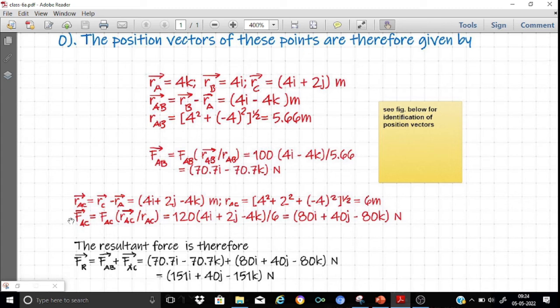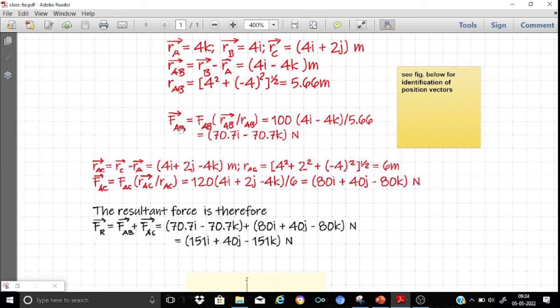So the force in the cable AC can be written in the Cartesian format as its magnitude multiplied by the unit vector in the direction AC. The unit vector in the direction AC will be vector RAC by magnitude of RAC. So the force in the cable AC is given as 120 into 4i plus 2j minus 4k divided by the magnitude of RAC, which is 6 meters. So this happens to be 80i plus 40j minus 80k Newtons. So we obtained FAB and FAC in the vectorial format.